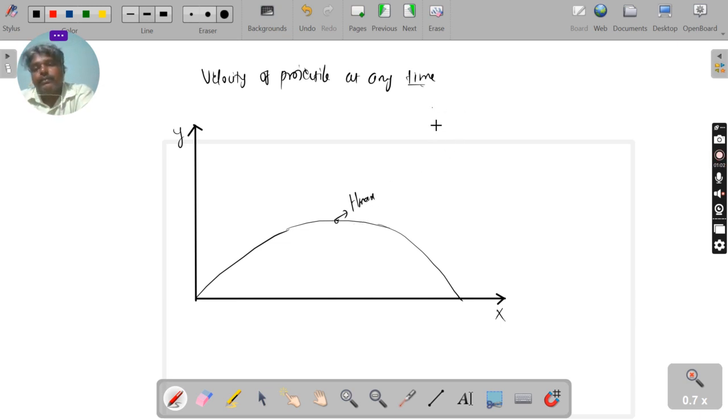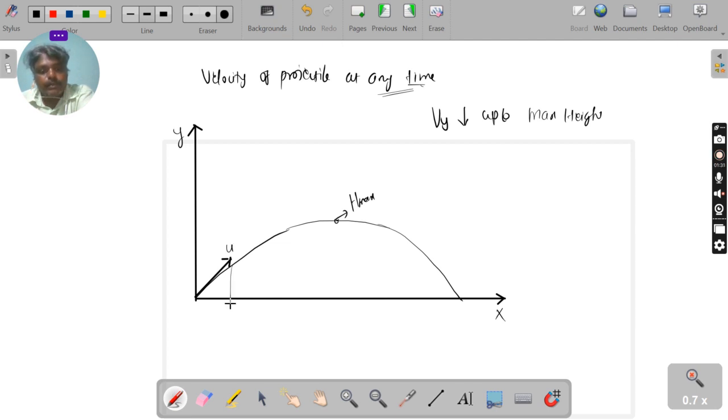We know that vertical component velocity is decreasing up to maximum height. So vertical component velocity decreasing up to maximum height. We need to find the velocity at any time. It's based on the time. We find out the velocity based on the time. Okay. At any cost, initially we throw the particle with some velocity.